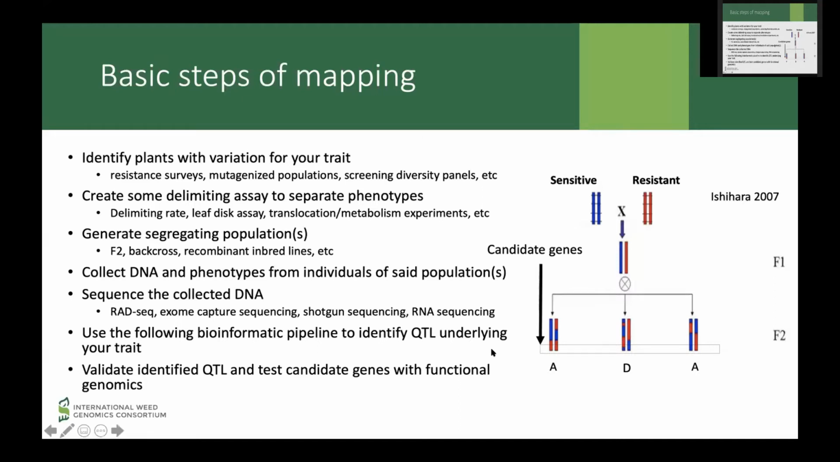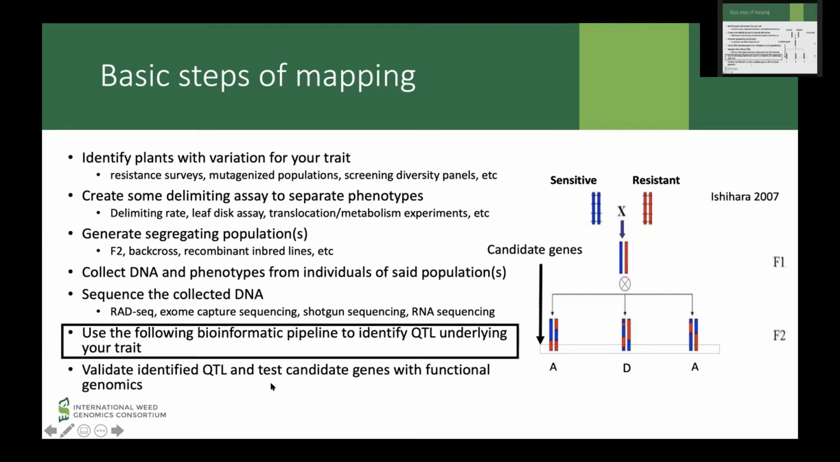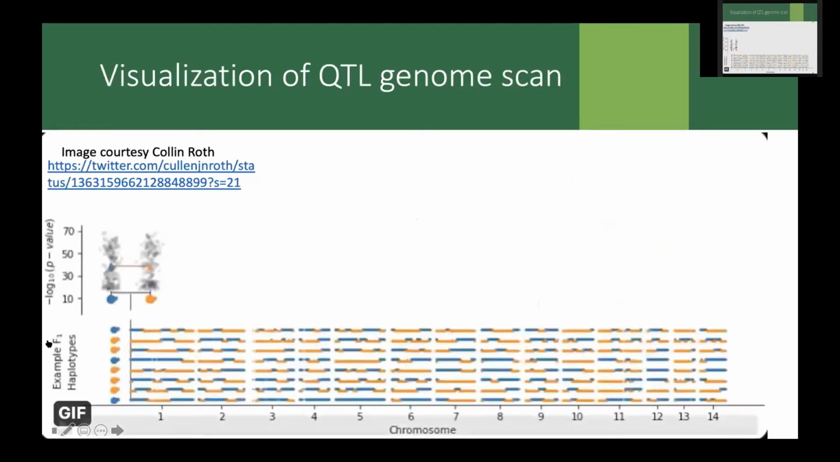Okay, these are the basic steps of mapping. But today we are really just going to focus on the bioinformatic pipeline and how we go from genotype and phenotype to some identified QTL, like some regions of interest. Okay, so I have a plot explaining basically what's going to happen in our statistical analysis in our bioinformatic pipeline here.